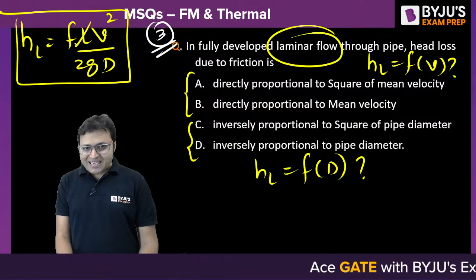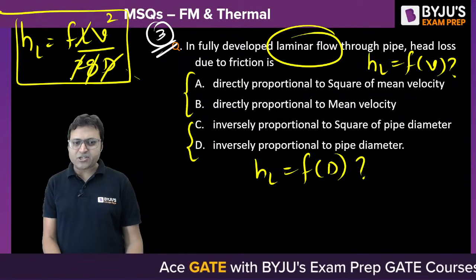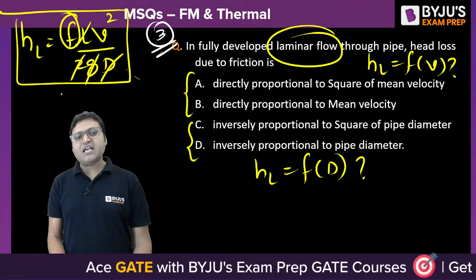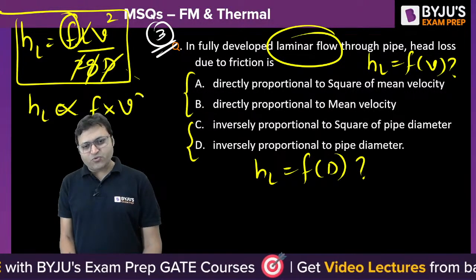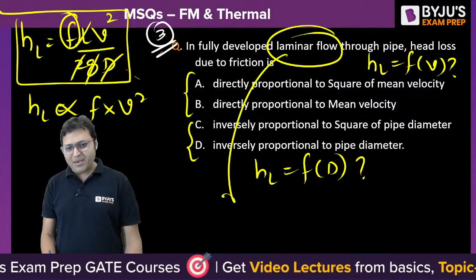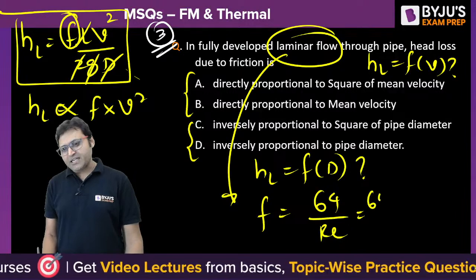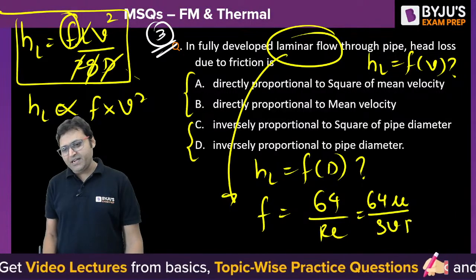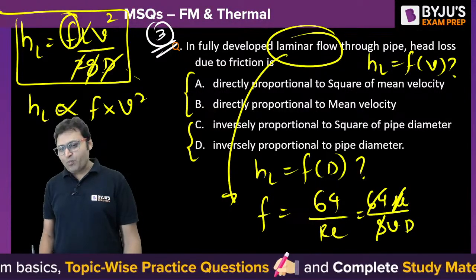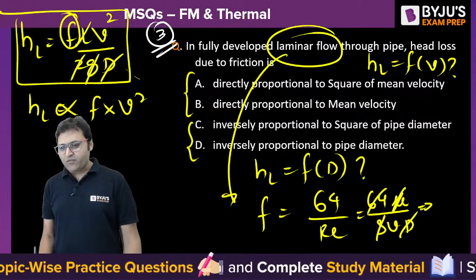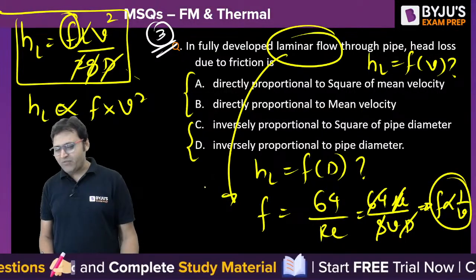The length is independent of velocity, that is the dimension. Diameter is independent of velocity. g is acceleration due to gravity, 2 is constant. Friction factor depends on velocity. How? HL is proportional to f into V square. And how is the friction factor for laminar flow? f is equal to 64 by Reynolds number, so 64 mu upon rho V D. Mu is constant, 64 is constant, density is the property, diameter is the dimension. So we can say f is inversely proportional to velocity.